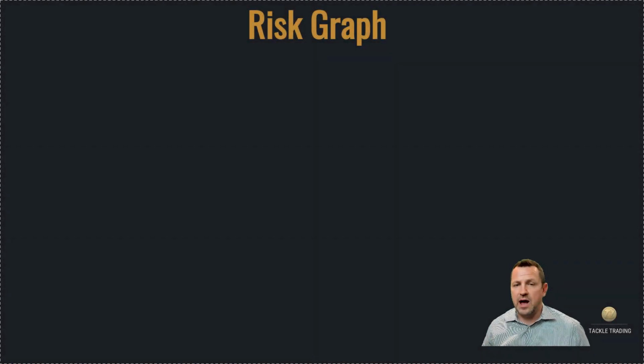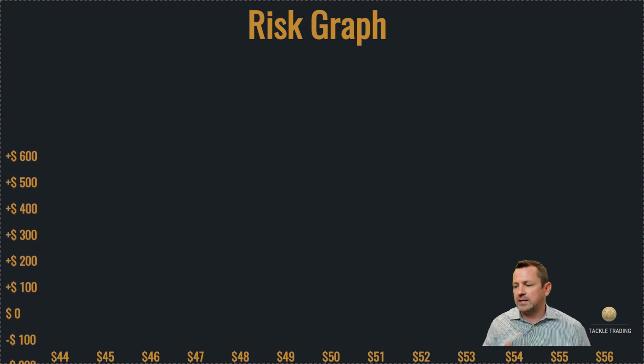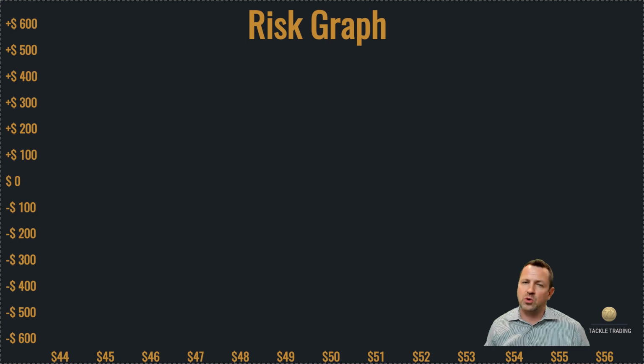Now, a risk graph has two primary components on the XY axis. The x-axis is the price of the underlying asset. Here you can see I've got a scale that runs from $44 a share up to about $56 a share. Of course, you can show whatever scale you want. The y-axis will show you potential profits or losses.